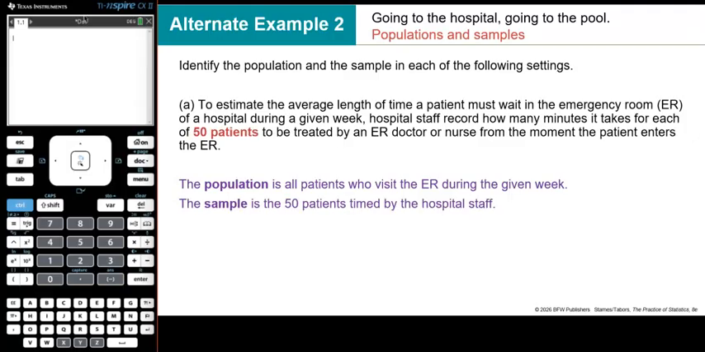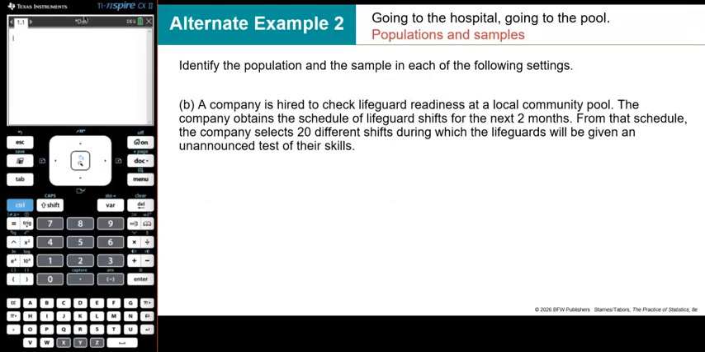Samples of 50 patients. Oh, this is interesting. I said it was the wait time of the patients, but actually, the population is the people here, right? It's the patients who visit the ER. The sample is the 50 patients who they timed. So it's not the wait time of the patient, it's the patients.